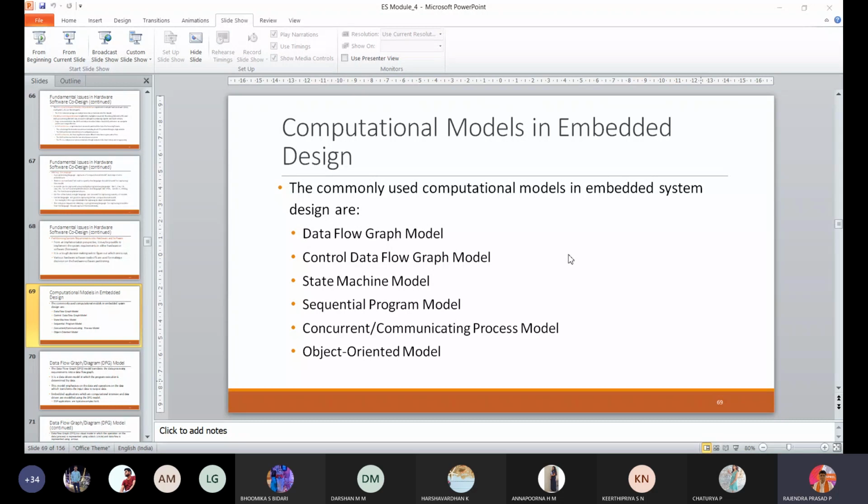Okay. Example two: design a coin operated public telephone unit. This is the second example. So I will choose one more person. Jyotika.